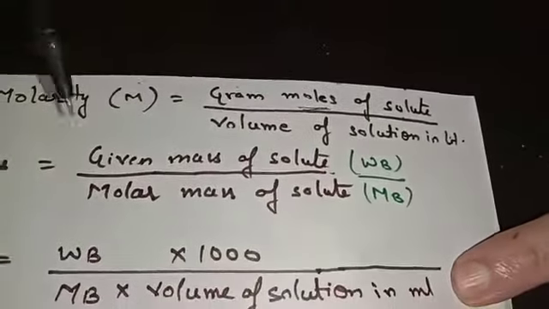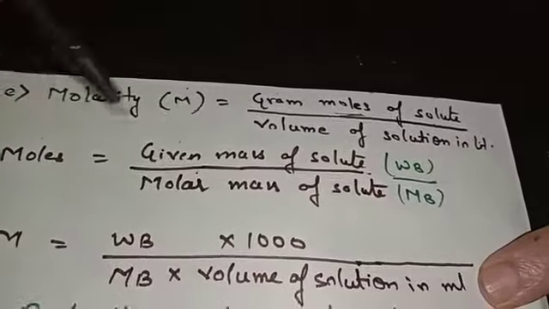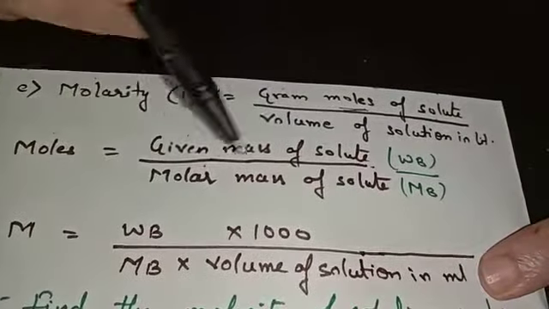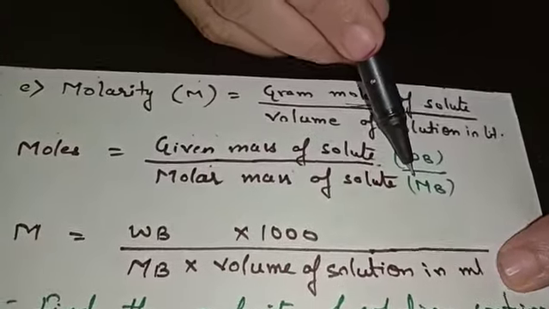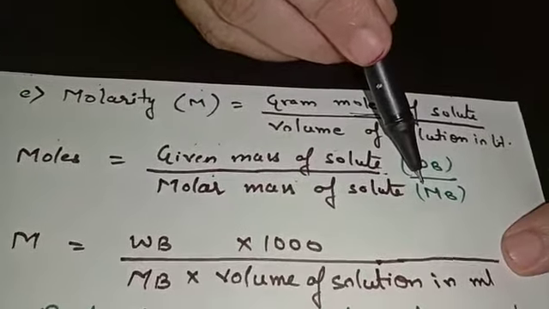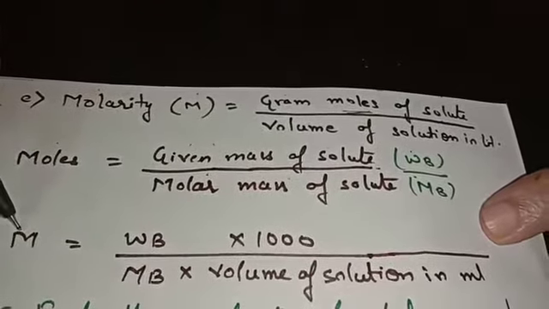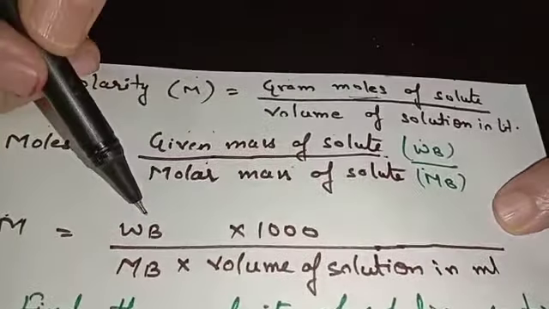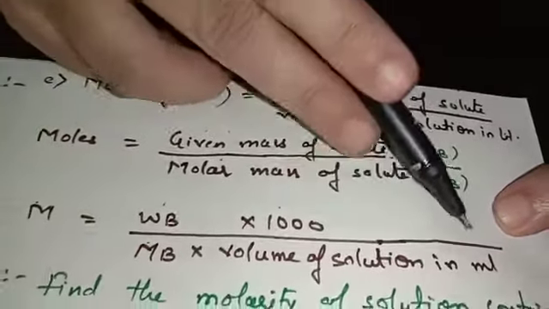Moles is equal to given mass upon molar mass. Already I have told you in my last video. So moles is equal to given mass of solute upon molar mass of the solute. Given mass is represented by the sign WB, and molar mass is represented by the sign MB. So if I am going to write down the mathematical equation, capital M, that is molarity, is equal to WB into 1000 upon MB into volume of solution in milliliter.